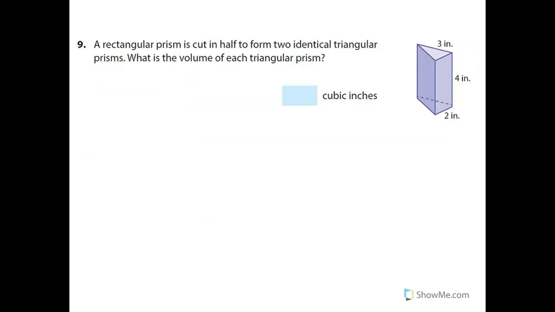Alrighty, number 9 is interesting. It says a rectangular prism is cut in half to form 2 identical triangular prisms. What is the volume of each triangular prism? So it's cut in half, right? So in other words, if it was a whole prism like that, they've cut it in half. Well, if we did the whole prism, it'd be 3 times 4 times 2, right? So what would the base be? 3 times 2 is 6, 6 times 4 is 24.